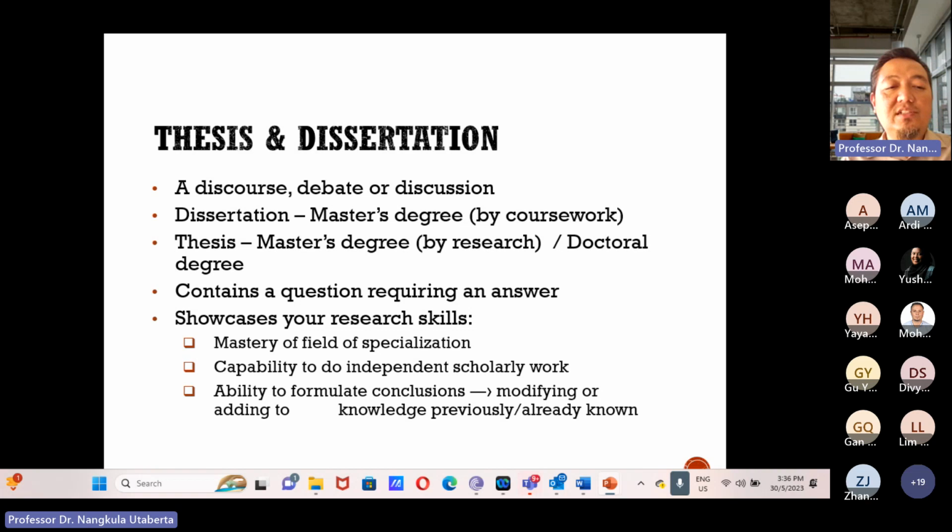A dissertation or thesis contains a question that requires an answer. In the research project, it should showcase your research skill, mastery, field specialization, and capability to do independent scholarly work. I always keep telling my students that when you reach the level of masters and PhD, as postgraduates, you should be a very independent student. You cannot wait for your supervisor to direct you. So you have to propose.